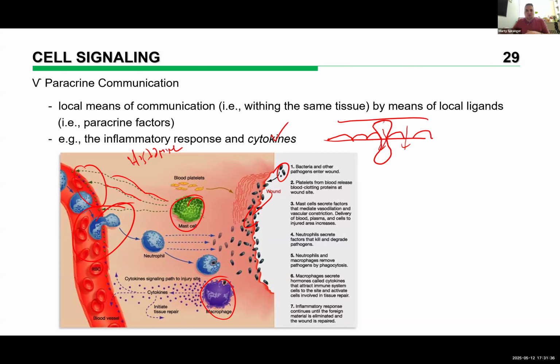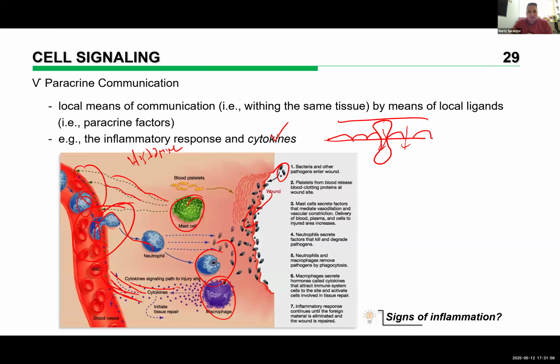How do they know where to go? Well, these white blood cells are leaving a popcorn trail. So they're dumping these cytokines, and now the white blood cells say, okay, I need to slow down here and crawl out here and start phagocytosing these bacteria.